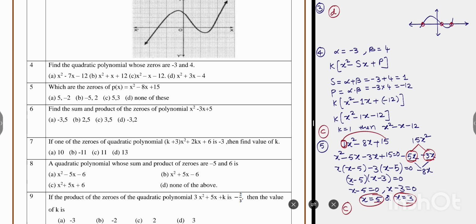So directly find the factors of the constant and take the opposite sign of those factors. We got minus 5 and minus 3, so the zeros will be 5 and 3. Like this you can remember to do it quickly. Question number 5 is done.